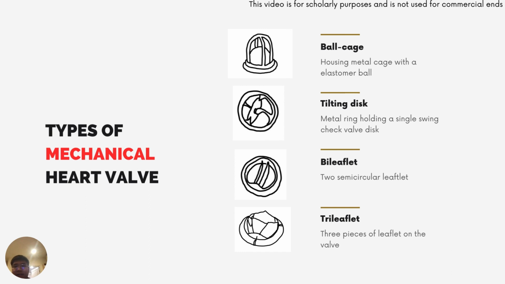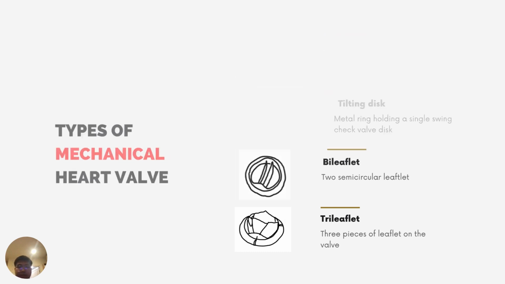These are the four types of mechanical valve available today. The first one is the cage ball, which has a metal cage housing and an elastomer ball to block the flow. Next is the tilting disc, which has an outer ring holding a single swing disc, like a check valve, in the middle. Third is the bi-leaflet valve, which has two semicircular leaflets to control the blood flow. And finally is the tri-leaflet valve, which has three leaflets in the middle.